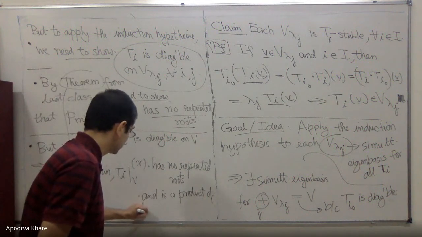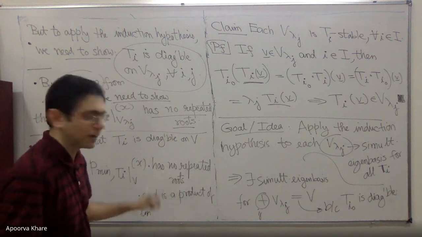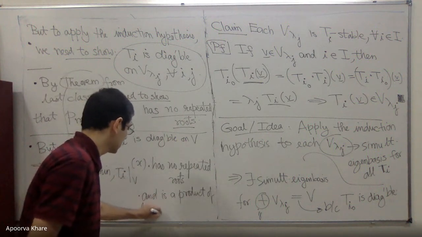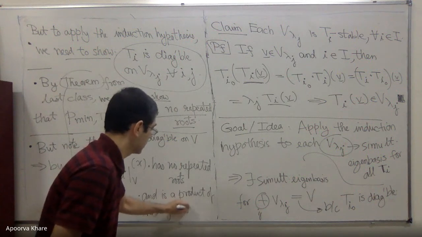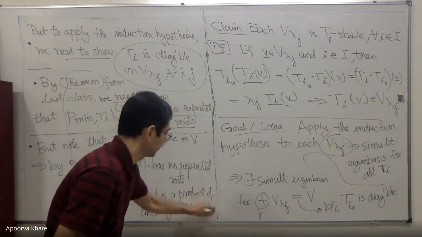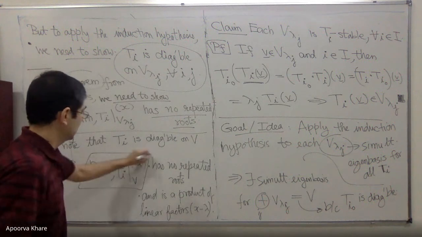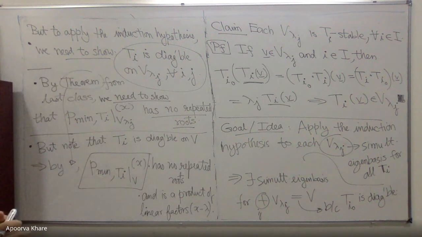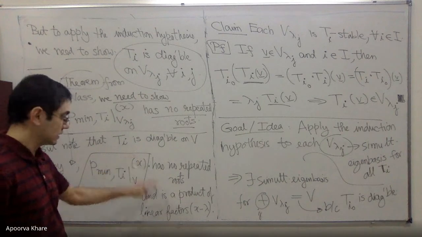Linear factors. So I could just have summarized both of them by saying it is a product of distinct linear factors, but fine. x minus lambda. Okay, so it's a product of such factors, and all the factors are distinct. So I know that Ti is diagonalizable on V. Therefore, the full space polynomial has this property.